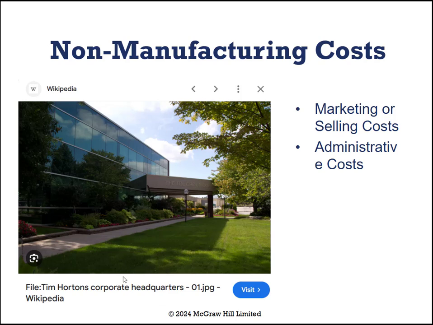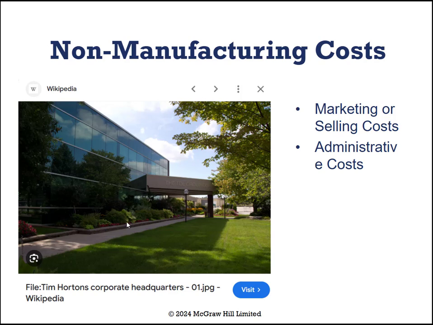Okay, but this is a price of doing business, right? You have a bazillion Tim Hortons everywhere. You're going to need a head office, at least in today's day and age, to oversee all of those individual franchisees and corporate stores. Okay, so this costs money, but it's not a product cost because it's not directly or indirectly related to that cup of coffee. It's part of doing business, but it's not a product cost.